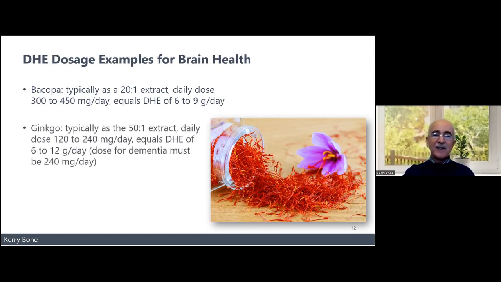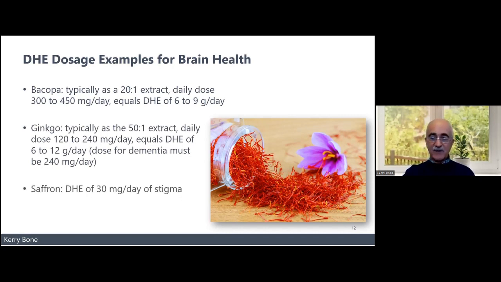Ginkgo, as mentioned earlier, is typically the 50-to-1 extract. The daily dose is 120 to 240 milligrams per day of that extract, and that equals a DHE of 6 to 12 grams a day. And recently, an expert body said that for dementia, the dose must be at least at that 12-gram DHE or 240 milligrams of the extract.